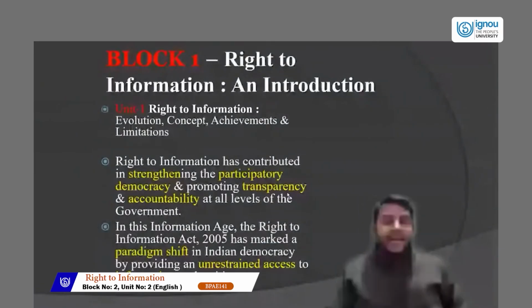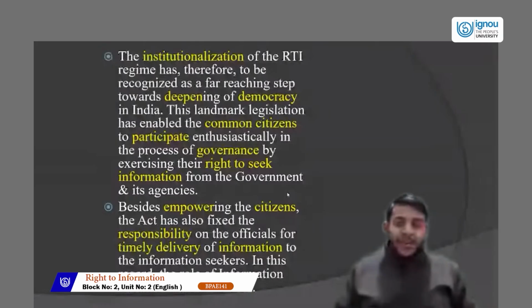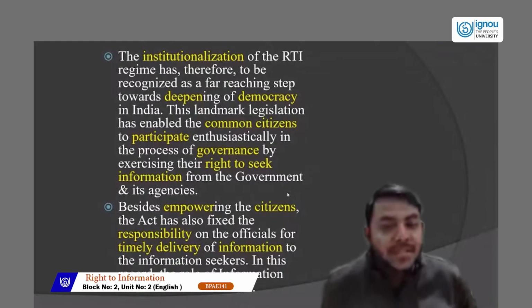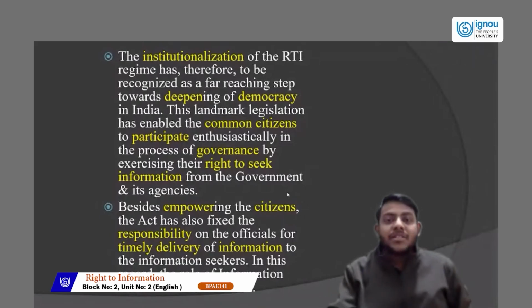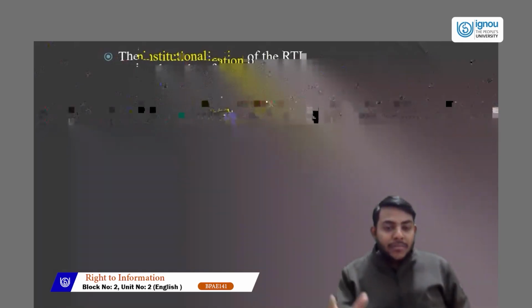And what we observe is that the institutionalization of this RTI regime has to be recognized as a far-reaching step towards deepening democracy in India. So it has deepened the roots of democracy in our country, the institutionalization of RTI. And this landmark legislation, the RTI Act of 2005, has also enabled common citizens to participate enthusiastically in the governance process. So it has increased the citizens' participation in the process of governance.